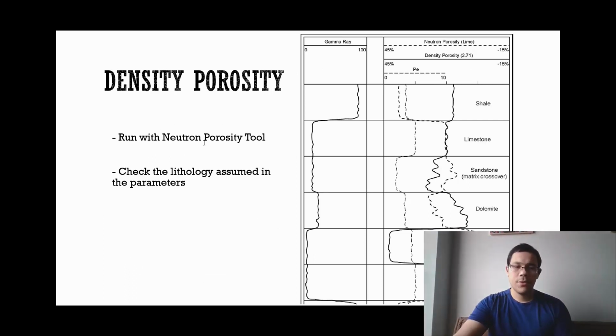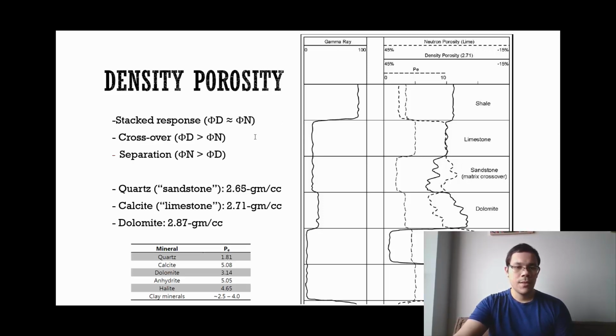Remember that a density tool is almost always run with a neutron porosity tool. And when you're presented those values in a log, a matrix must be assumed. In this example, a limestone matrix is assumed. You can see that we have 2.71 on this density porosity, which is the same as limestone, because this is the density of the formation.